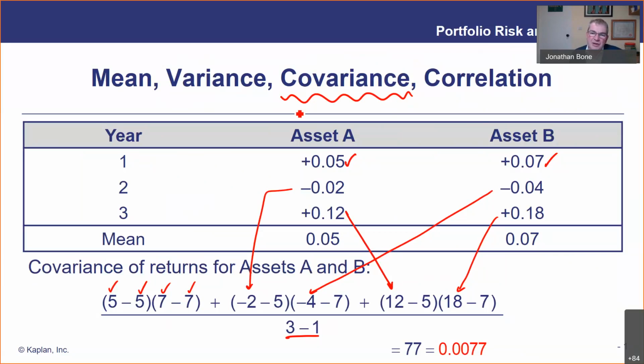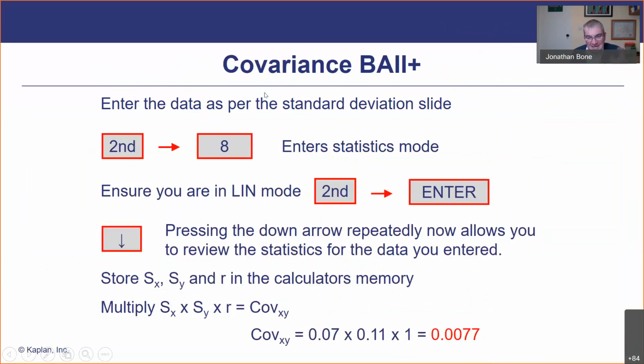Okay. So, again, you should be prepared to calculate covariance manually in the exam. Now, key point is we've got everything we need in our calculator to calculate covariance already. Because covariance, if you see down here, can be calculated as the sample standard deviation of asset A multiplied by the sample standard deviation of asset B times the correlation coefficient. So when we calculated it on our calculator, the sample standard deviation of asset A, 0.07, sample standard deviation of asset B, 0.11, and the correlation coefficient 1.